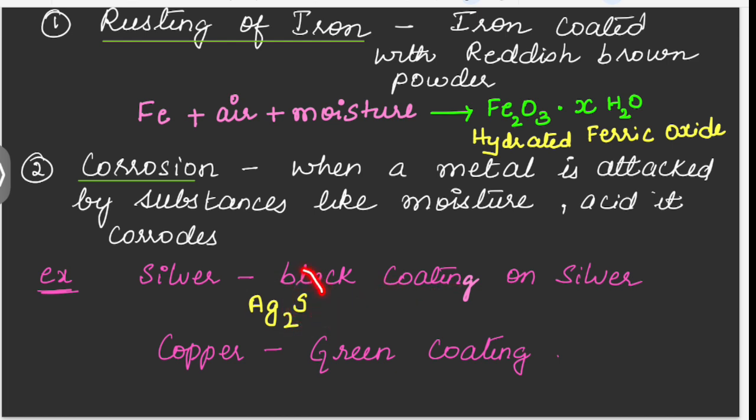So that sulfur will react with silver and it will form silver sulfide. This is called Ag2S, silver sulfide, which is responsible for giving this black color coating on the silver. Next, one more example is copper.